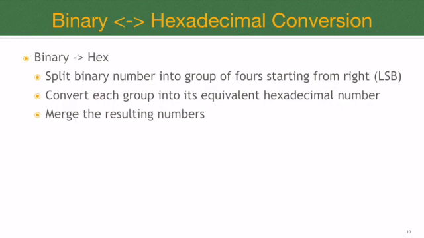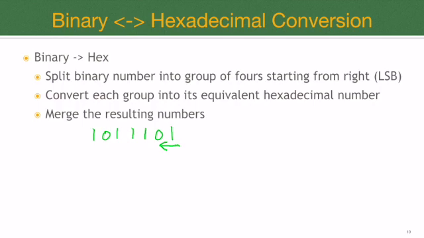So how is a binary number converted into a hexadecimal number? We split the binary number into groups of 4 starting from the right side, starting from the LSB side. So let's solve an example as we go on. Suppose I have this number 1 0 1 1 1 0 1. It's a binary number. I want to convert this binary number into hexadecimal. So what will I do? I will split it into groups of 4 starting from the LSB side.